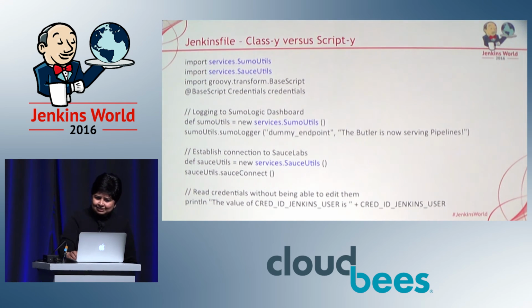Jenkinsfile, classy versus scripty. Many meetings are being spent on this. So if you really like the Java style, then yes, have them all in a services directory, import them, call them just like Java. It's totally fine. And if you're going the library Grab way, it's fine. But understand that the Jenkinsfile just cannot go on and on and on. It becomes too long. It becomes unmaintainable, and it's probably not the best long-term end state.